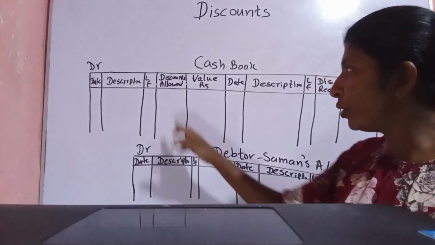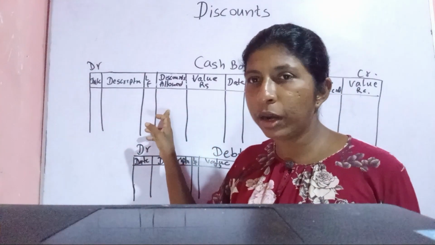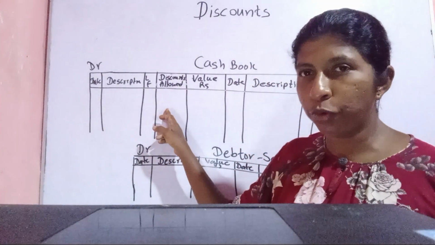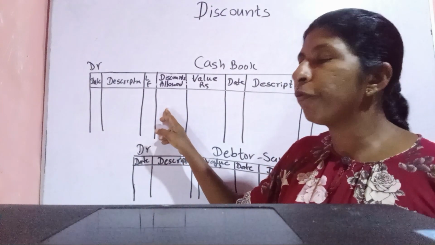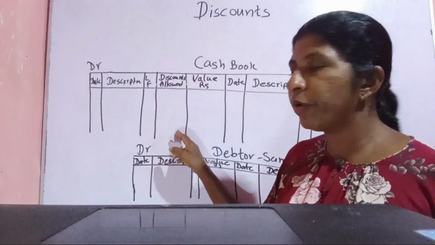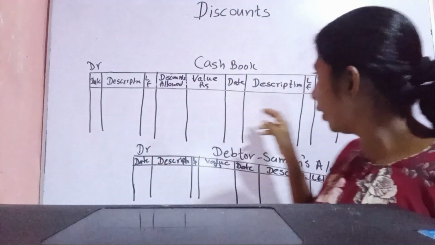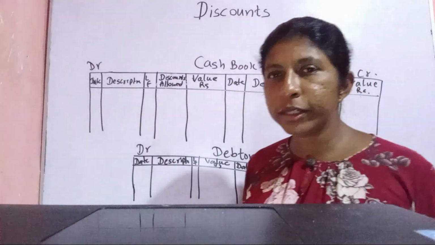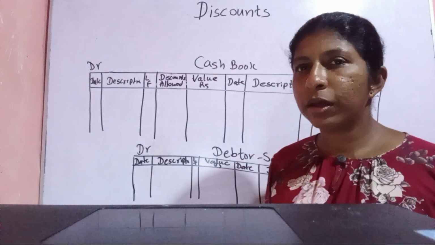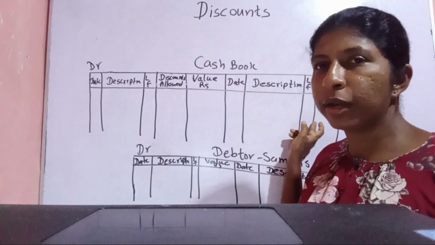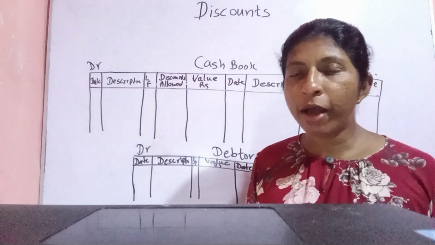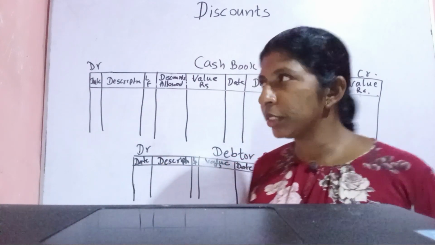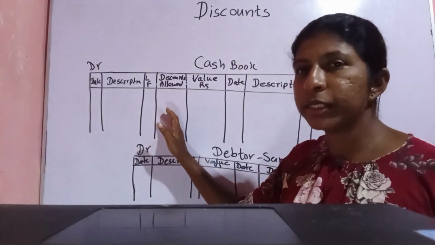Here we are using this discounts allowed column in the cash book to record all discounts, and at the end of the period we will get the total of the discount allowed column as well as the discount received column, and we will transfer that amount to the discount allowed account as well as the discount received account. Therefore, for the moment when we are recording transactions, normally we are writing all figures for these columns.